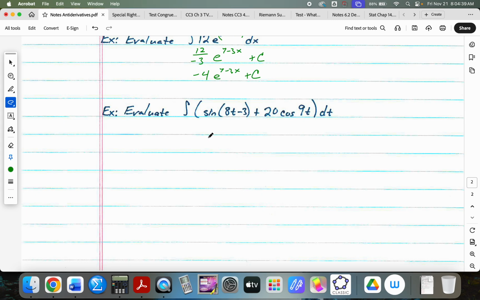So using that same idea, what am I going to have to multiply by when I have sine of 8t minus 3 and I want the antiderivative? 1/8. And the antiderivative of sine is negative cosine. So that's negative 1/8 cosine of 8t minus 3.